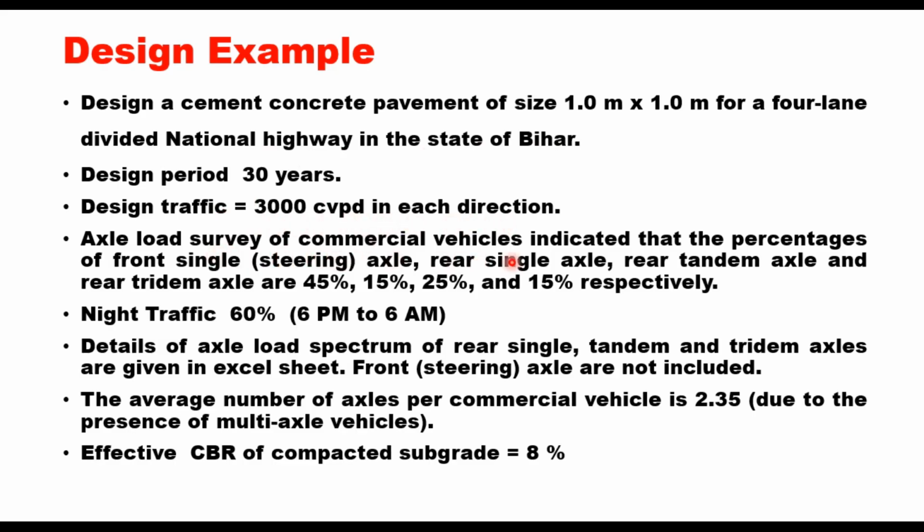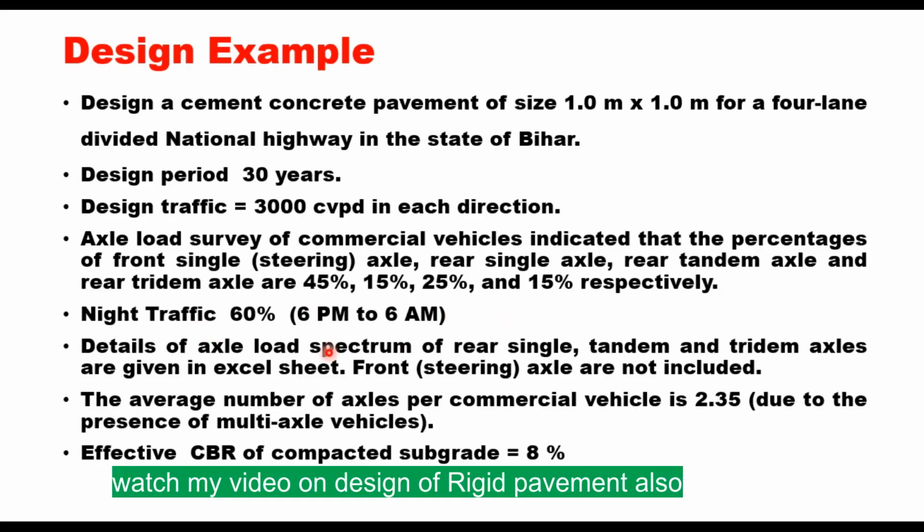Axle load survey of commercial vehicles indicated that the percentage of front axle, that is steering axle, rear single axle, rear tandem axle and rear tridem axle are 45%, 15%, 25%, 15% respectively. Night traffic is 60% and daytime traffic is 40%. Details of axle load spectrum for rear single, tandem and tridem axles are given in the Excel sheet. Here front steering axles are not included. The average number of axles per commercial vehicle is 2.35 and the effective CBR of compacted subgrade is 8%.